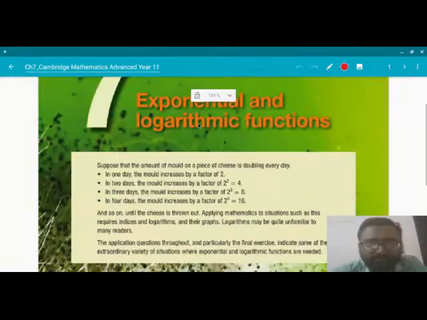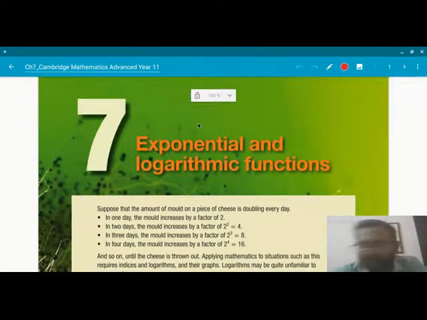What is the chapter name? Chapter 7, exponential and logarithm. These are the two important functions. One is the inverse of the other under composition. Inverse is of two types; it depends upon the binary operation we are using.